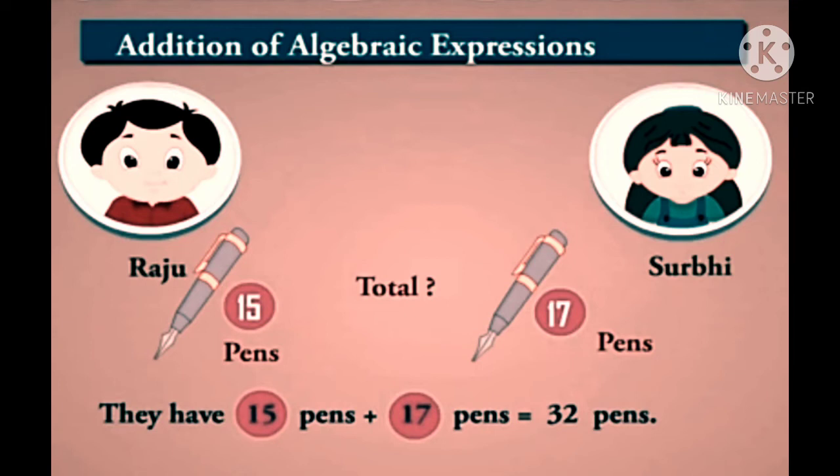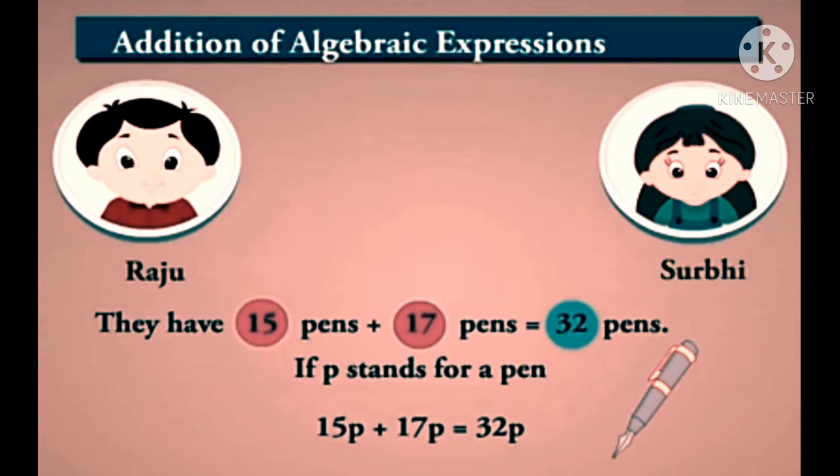See this example. Raju has 15 pens and Surbhi has 17 pens. So if I ask you how many they have in total, you will be adding them. 15 pens plus 17 pens is equal to 32 pens. Now if P stands for a pen, that is a literal, then 15P plus 17P is equal to 32P. So what we are doing, we are adding the like terms. Both the literals are P, so we are adding them.